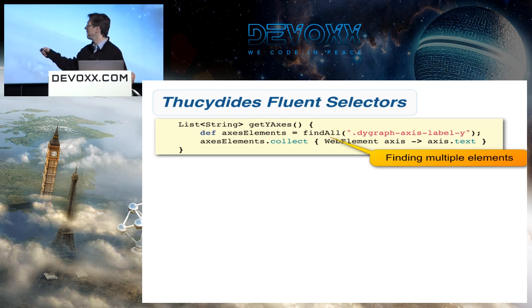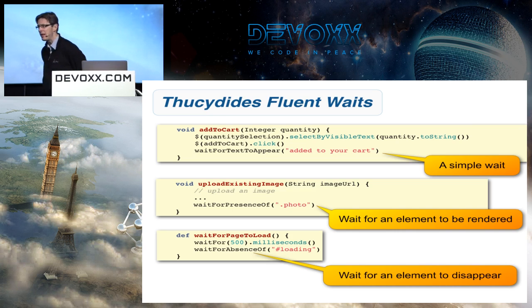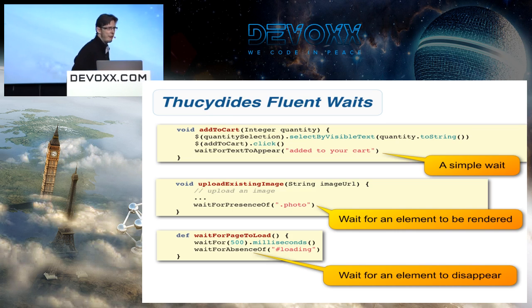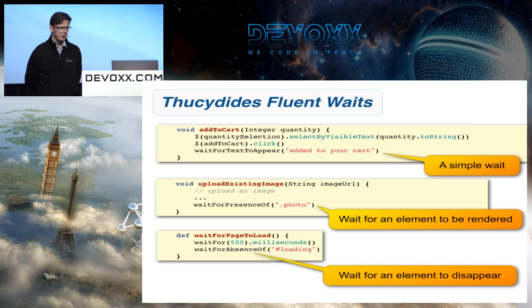So things like waitForTextToAppear, add it to your test, just hang around and wait for that to appear on the screen. Or you might want to wait for something to be present on the screen. It's not a particular text, it's just something that you know will be there eventually. So here we're uploading an image, it does its funky uploading stuff, and then when it's done, something with a photo class will be on the page, so we just wait for it to be rendered. Or you can do things like that: wait for a certain number of milliseconds. I don't advise doing this very often, but you can do it if you want.